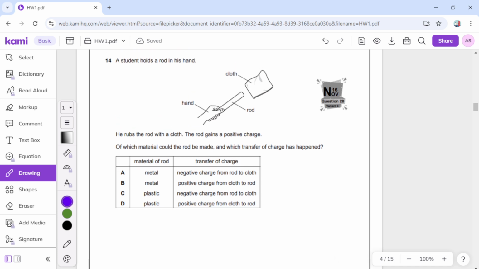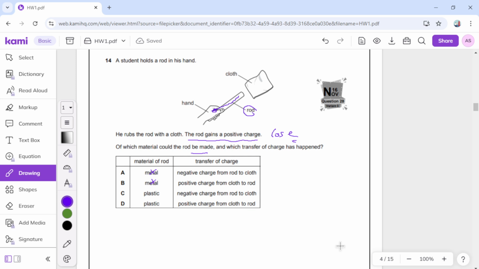A student holds a rod in his hand. He rubs the rod with a cloth. The rod gains positive charge. It means the rod lost electrons. On which material could the rod be made? Of course, the rod must be an insulator, because I said before, if the rod is metal, we don't have any charge on the rod, because the charge will flow through the metal to your hand. So we don't have a static charge. To have a static charge, the rod must be an insulator. So I will cancel metal, it must be plastic.